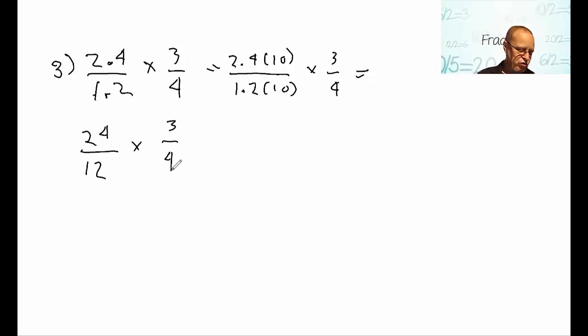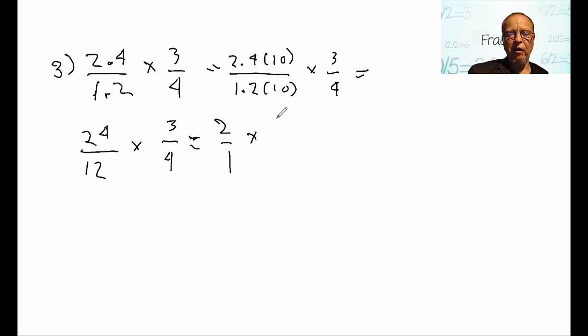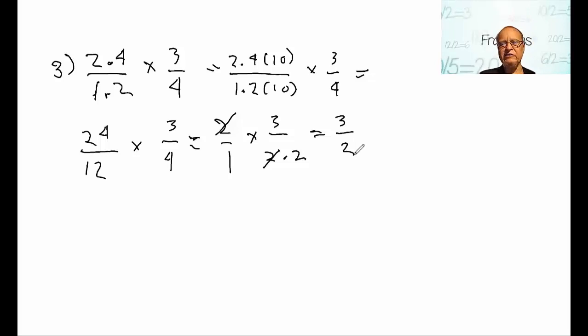Now I see that 12 goes into 24 2 times. So I'll put that 2 over 1. And I'll multiply by 3 over 4. But I see I can factor out 2 over 2, and I can cancel out those 2's. And I will get 3 over 2 as my final answer. So here I used a little bit of the factoring trick to finally get a nice simple fraction.